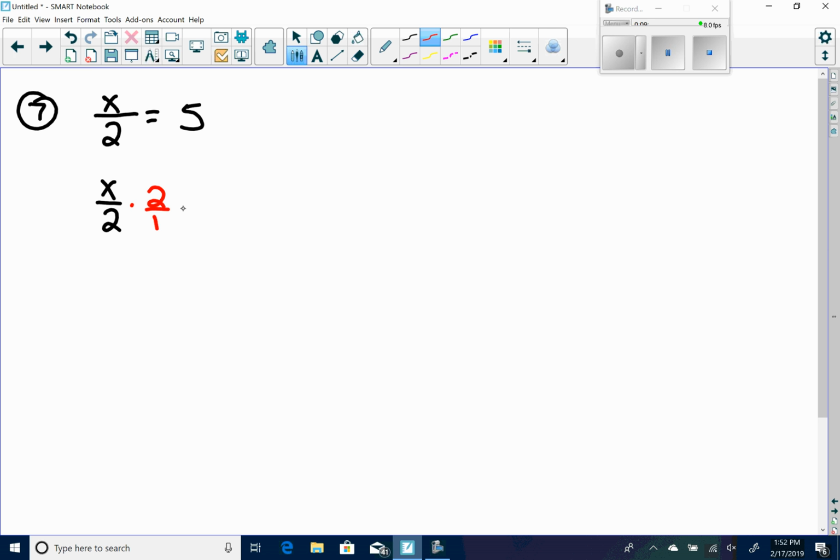I'm going to write it this way as 2 over 1 because this is already a fraction. And then over here, I want to multiply by 2 again. So here our 2's divide out. They both give us a 1. I'm going to write it that way. So I'm just left with an x, and then 5 times 2 is 10.